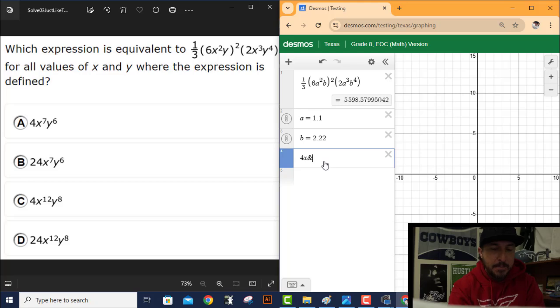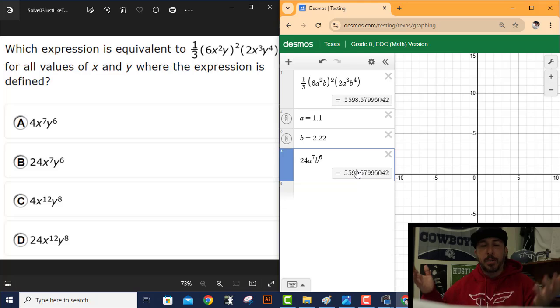Type in choice A. 4x, raise it to the 7. Y, raised to the 6. Triangle error doesn't work. Oh my gosh, it's because I didn't. If you change the x and y on top to AB, guess what you got to do to all the choices? Very good. You've got to change them also to A and B. So x is A, y is B. Nope, that isn't it. Let's go to choice B, 24. Yep, yes, perfect. It matches. 5598. We got it. We're done.